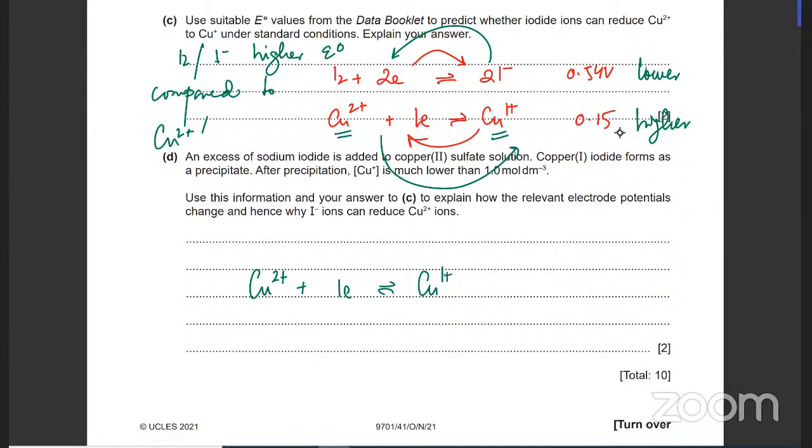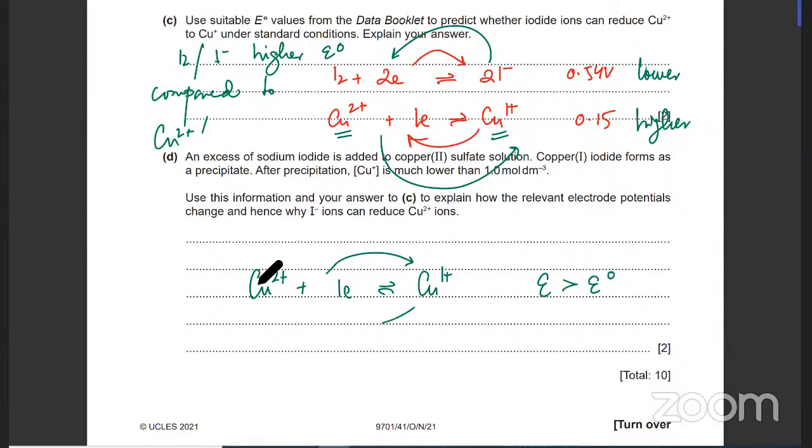Firstly, all potentials are calculated under standard conditions. So this is calculated under standard conditions, so 1 mole per dm cube, 1 mole per dm cube. Whenever the potential shifts to the right, according to Le Chatelier's principle, you decrease the concentration of copper 1 plus, you increase the concentration of copper 2 plus. The new potential would be higher than the previous one.